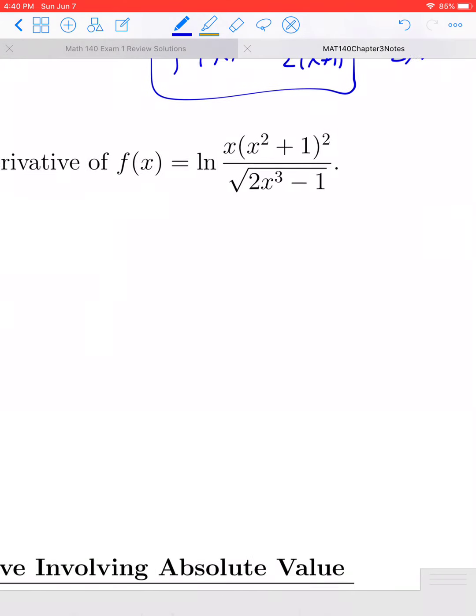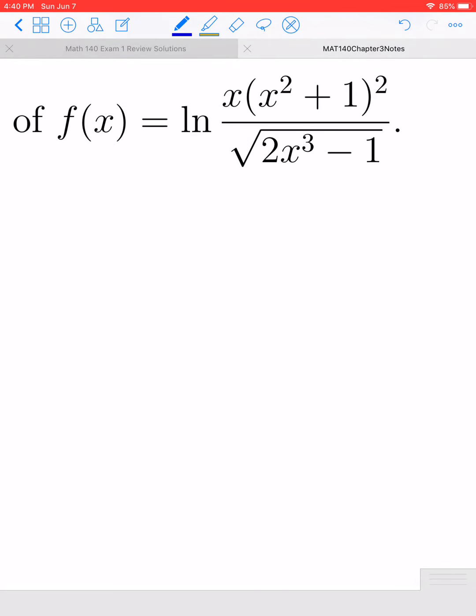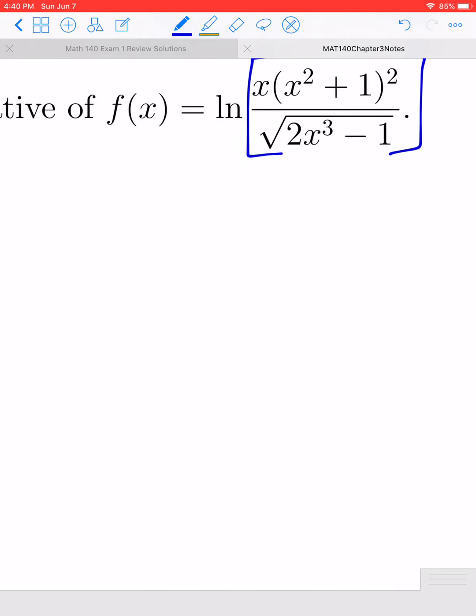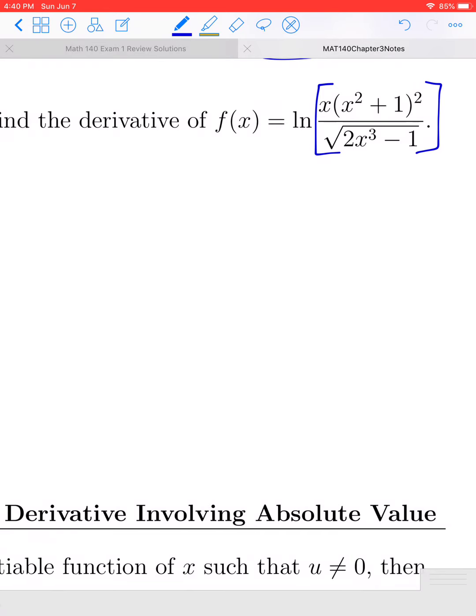Here's another example, albeit a longer one. Suppose we have this function. It's the ln, where this entire quantity is on the inside, and we want to find the derivative. Okay, this is one where certainly if you don't invoke and use properties of logarithms, the derivative is going to get really messy really quickly. Before we do any calculus, let's take the time to rewrite this thing.